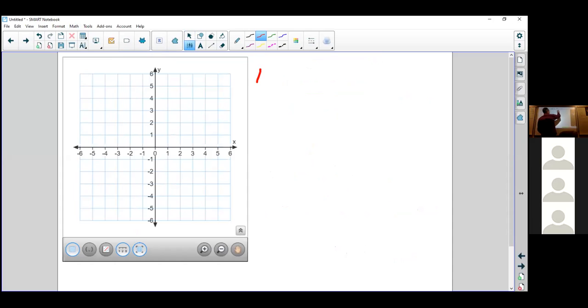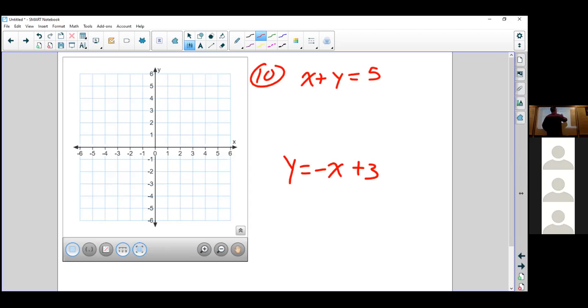All right, so this is number 10 from last night. Make sure you look at x plus y equals 5 and y equals negative x plus 3. This top one we do with the cover method, so I'm going to write 0 comma blank and blank comma 0.